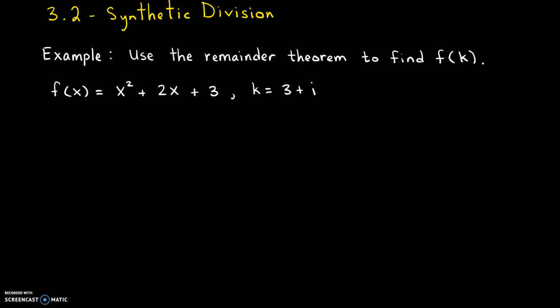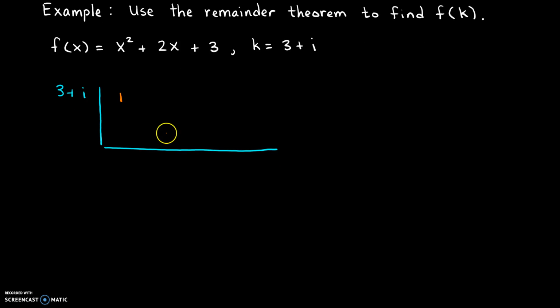Well, we're working with synthetic division in this section, so we're going to use synthetic division here, but now we're going to divide by 3 plus i. We're going to use this as our k, so we put 3 plus i on the outside of the box. Then we put our coefficients for the function here. The coefficient for x squared is just 1, the coefficient for x is 2, and the number by itself at the very end is 3.